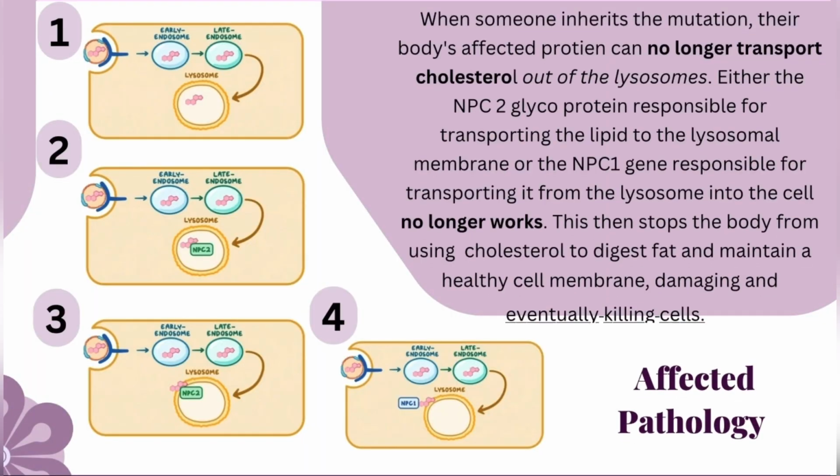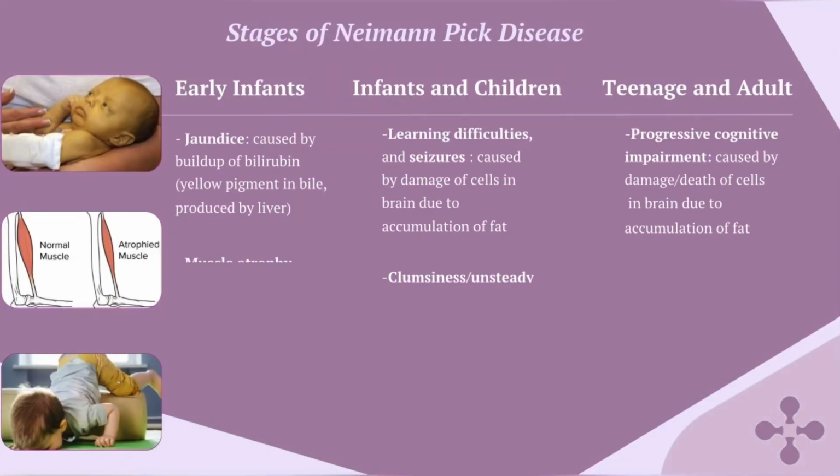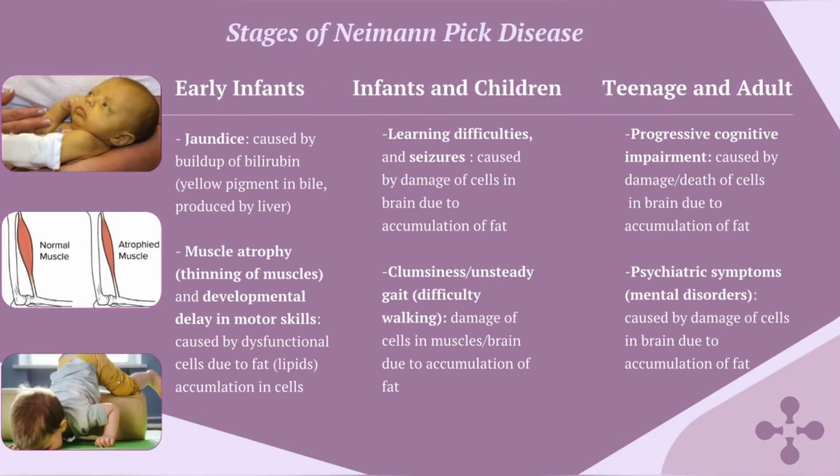When someone inherits the mutation, their body's affected protein can no longer transport cholesterol out of the lysosomes. Either the NPC2 glycoprotein responsible for transporting the lipid to the lysosomal membrane, or the NPC1 protein responsible for transporting it from the lysosome into the cell, no longer works. This stops the body from using cholesterol to digest fat and maintain a healthy cell, damaging and eventually killing the cells. Type C Niemann-Pick disease is progressive, meaning that new symptoms will continue to manifest over time. It is also fatal.